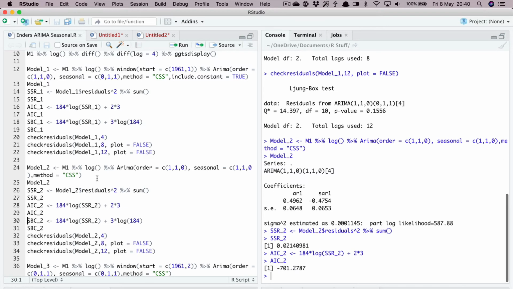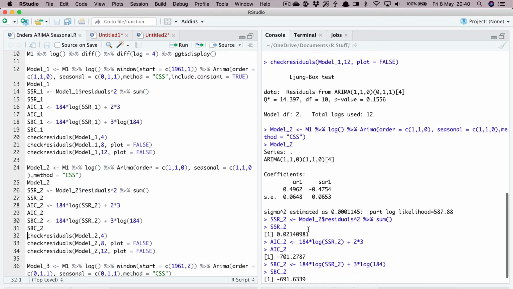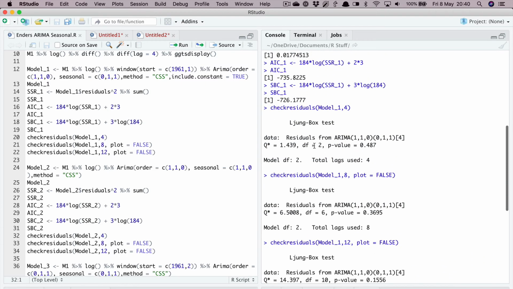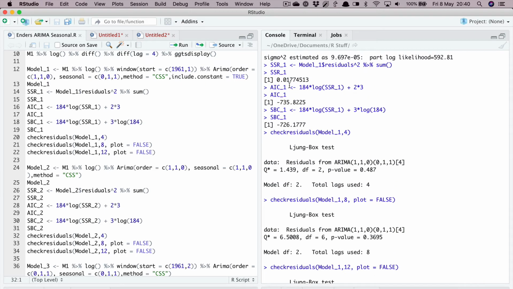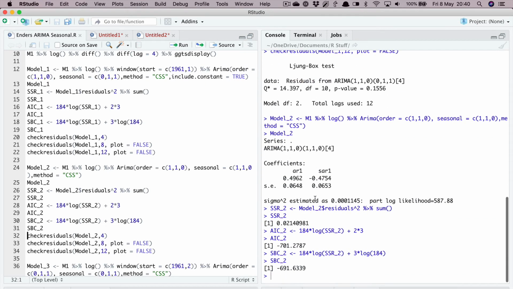Here are the goodness of fit measures. Notice they're not as good as model 1, 0.02, this was 0.017. The AIC was -735. This is -701. Remember, the lowest is the best.